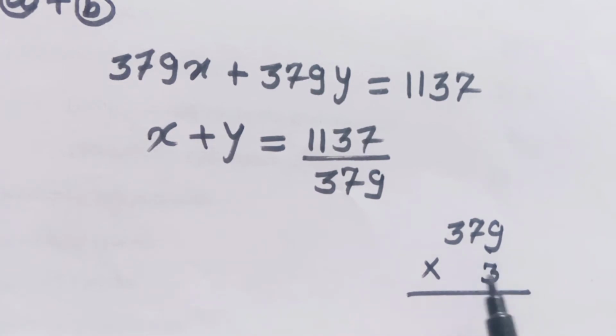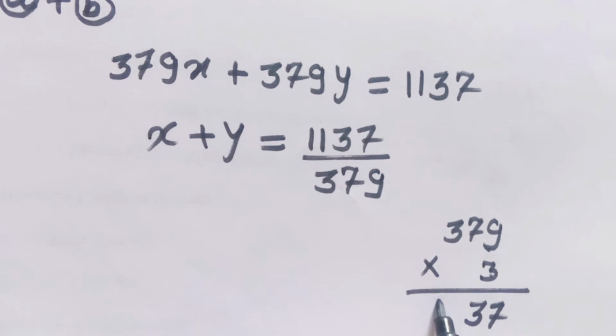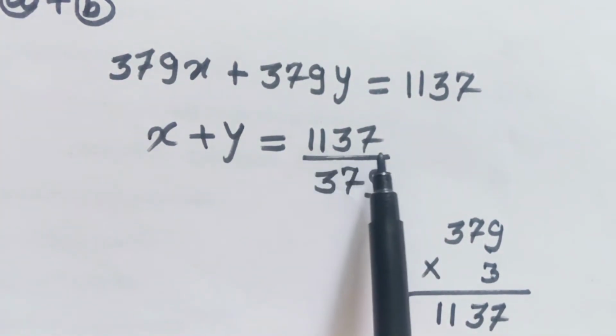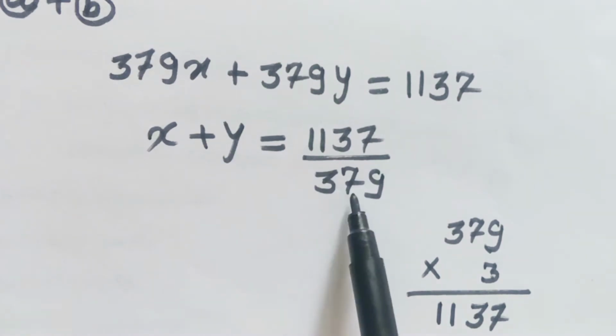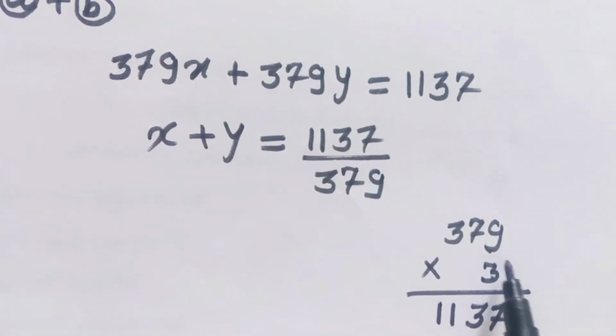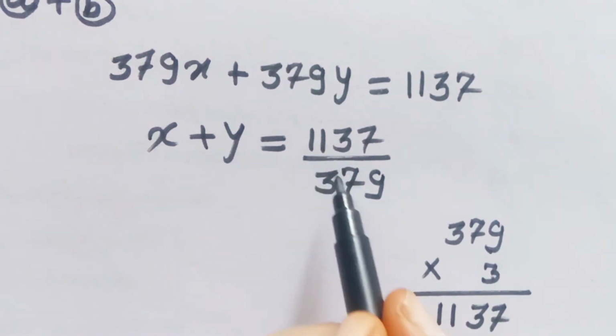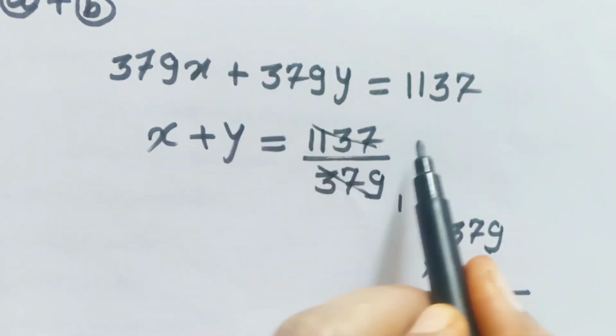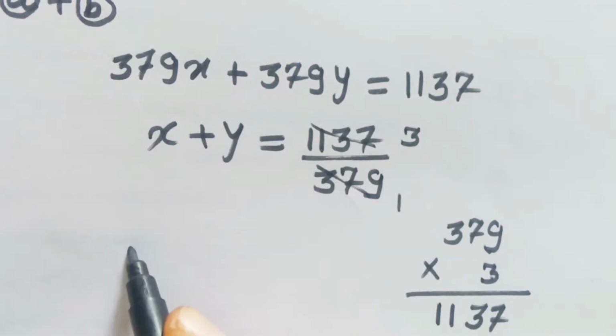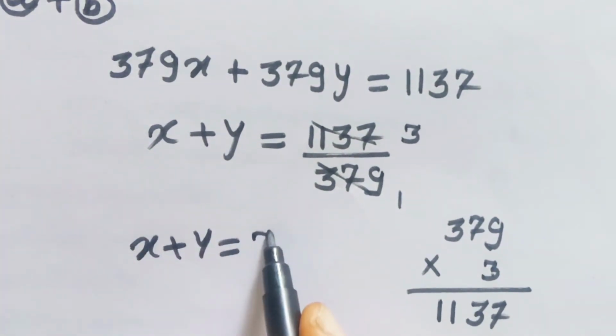तो चेक करते हैं हम इससे मल्टीप्लिकेशन में क्या आता है. तो ये हो जाएगा 7, 2 कैरी, then 7 into 3 is 21 plus 2 that is 23, 2 remains, then 3 into 3 is 9, 9 plus 2 is 11. It means 1137 is completely divisible by 379, and after division we get 3. So x plus y is equal to 3.